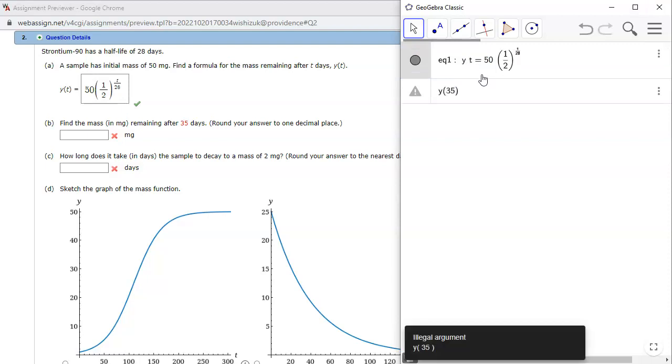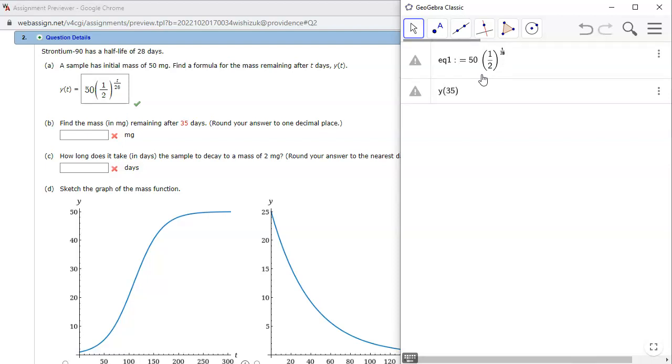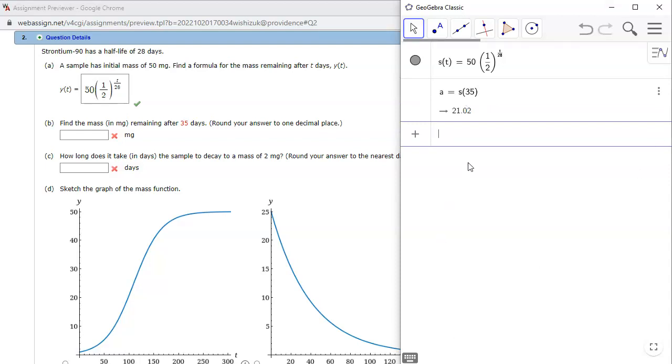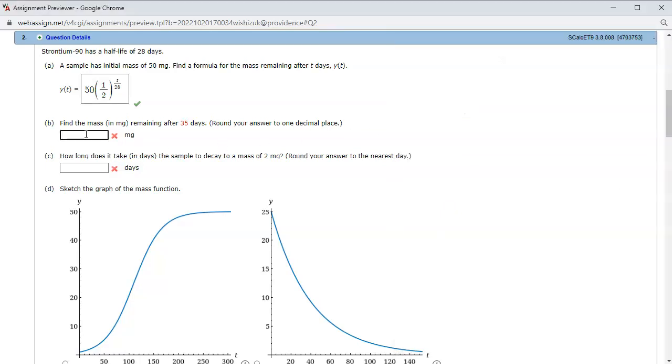So here's what we need to do. Sorry about that. Since it's strontium, I'm going to call it S of t. Maybe this might work. Then get rid of this equation here. So S of t, then we can just find S of 35 and hit enter. So we got 21.02, so to 1 decimal place, it's 21.0. Let's check the answer. I came back and it looks like we got part B correctly.